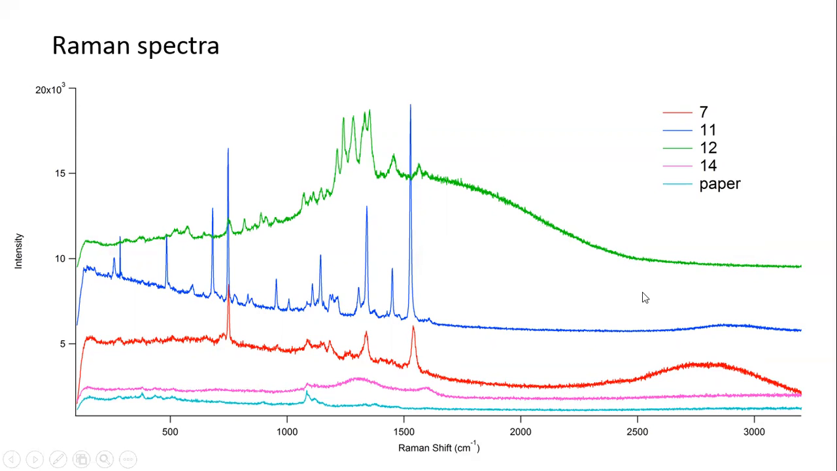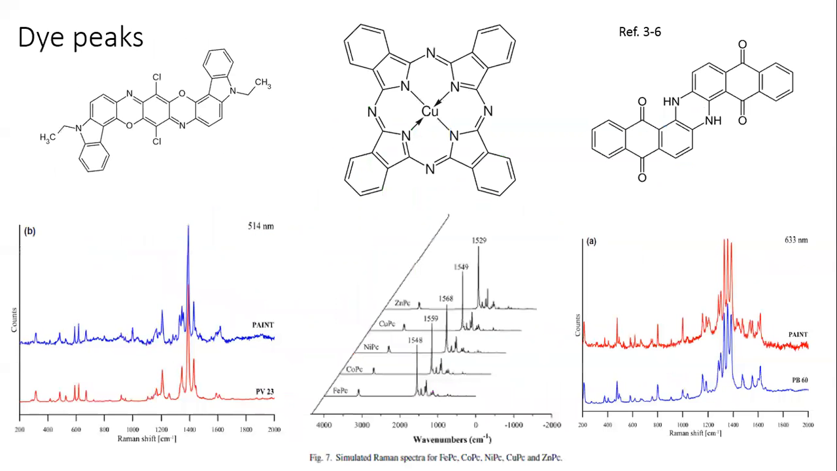I like these results right here. The fact that some of the peaks are matching might be attributed to the fact that most pens use similar dyes, specifically pigment blue 15. That's the structure of pigment blue 15, pigment violet 23, and pigment blue 60 on the right-hand side.